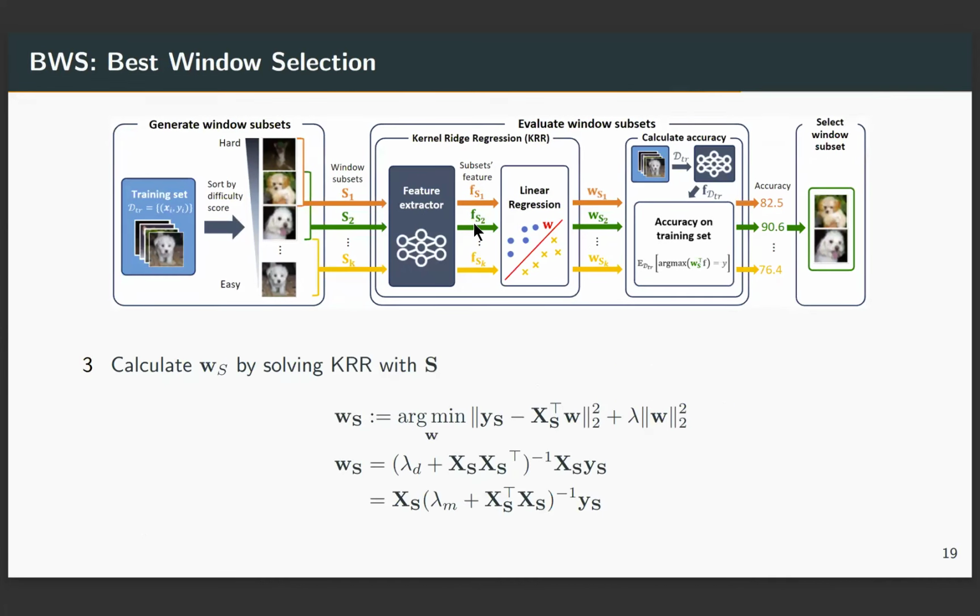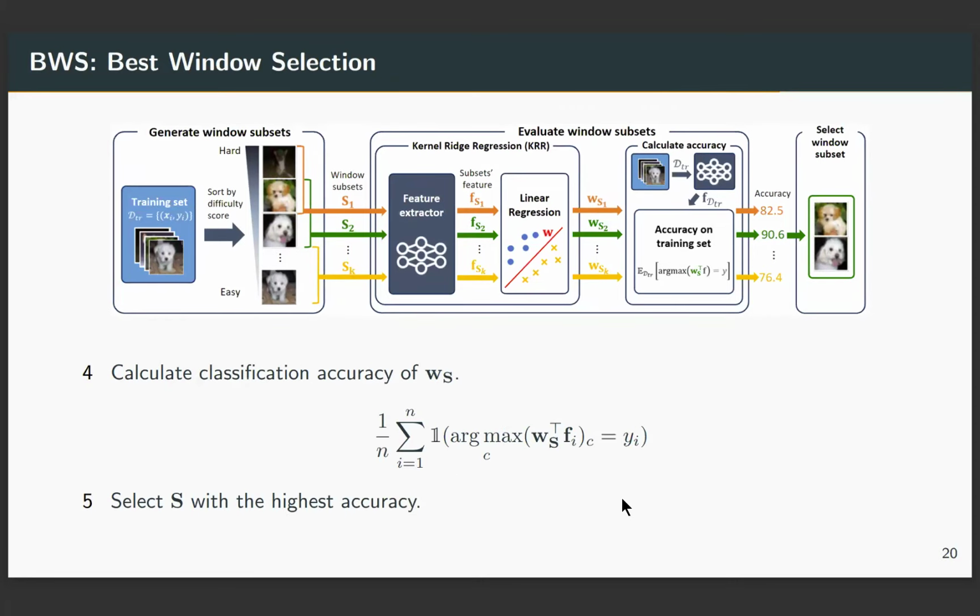Next, we calculate the WS by solving kernel ridge regression with S. In detail, we solve a linear regression problem with the obtained feature matrix and label vector. We obtain WS that minimizes the L2 distance between the label vector and the feature matrix times W. And this is the regularization term. This regression problem has two closed form solutions expressed by this. Then we calculate the classification accuracy of each WS for the full training set and select S with the highest accuracy.